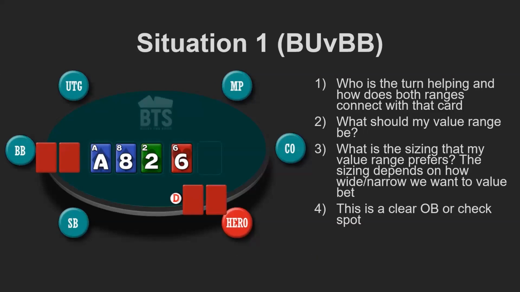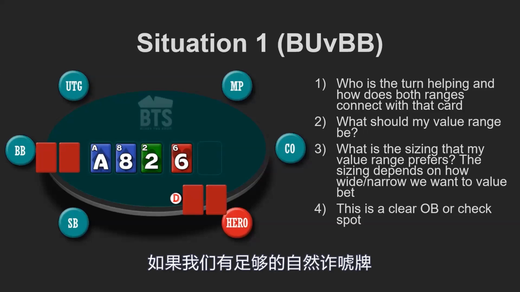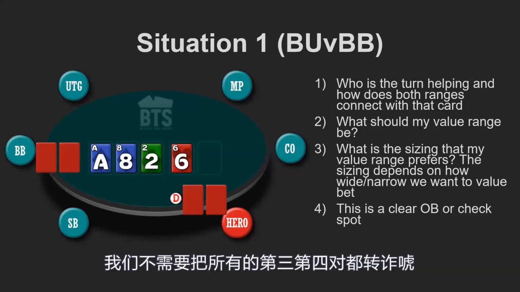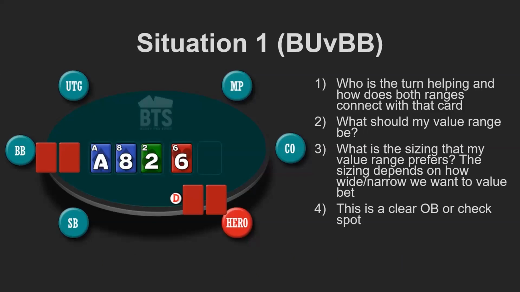I agree with you. I'm just making an example where we can start turning some deuce X or bottom pair type of hands into a bluff on the turn. You just need to make sure that we're not overdoing it. So if we have plenty of natural bluffs, we're not really going to turn those third pair, fourth pair type of hands into a bluff. But yeah. All right, so let's move on to the next situation.